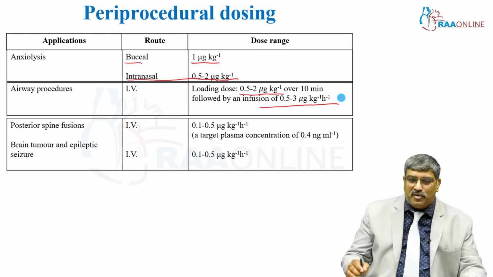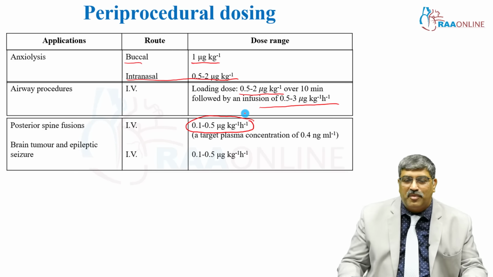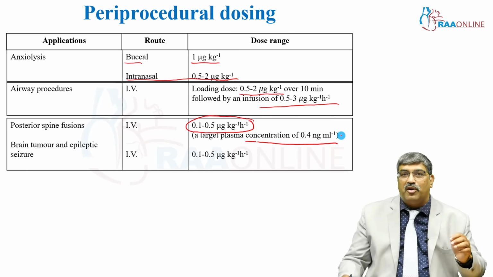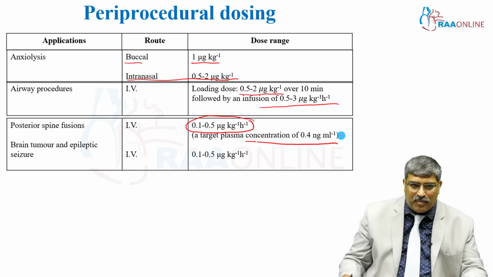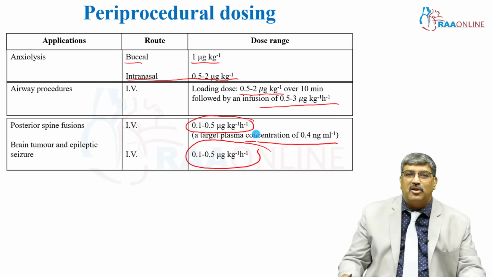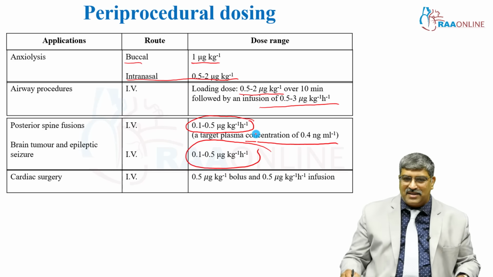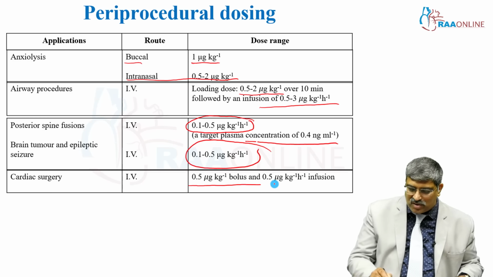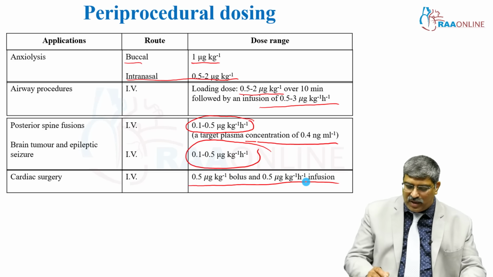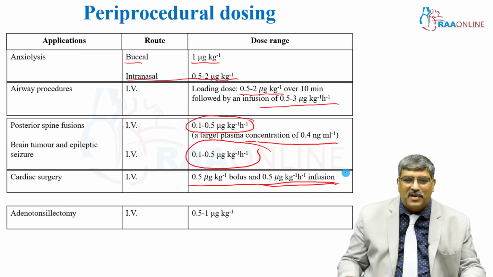In posterior spine fusion, it is IV and it is a dose of 0.1 to 0.5 microgram per kilogram per hour. Here, you target a plasma concentration of 0.4 nanogram per ml. In brain tumor and epileptic seizure surgery, it is given IV at a dose of 0.1 to 0.5 microgram per kilogram per hour. Cardiac surgery, you give a bolus of 0.5 to 1 microgram per kilogram followed by a 0.5 microgram per kilogram per hour infusion.